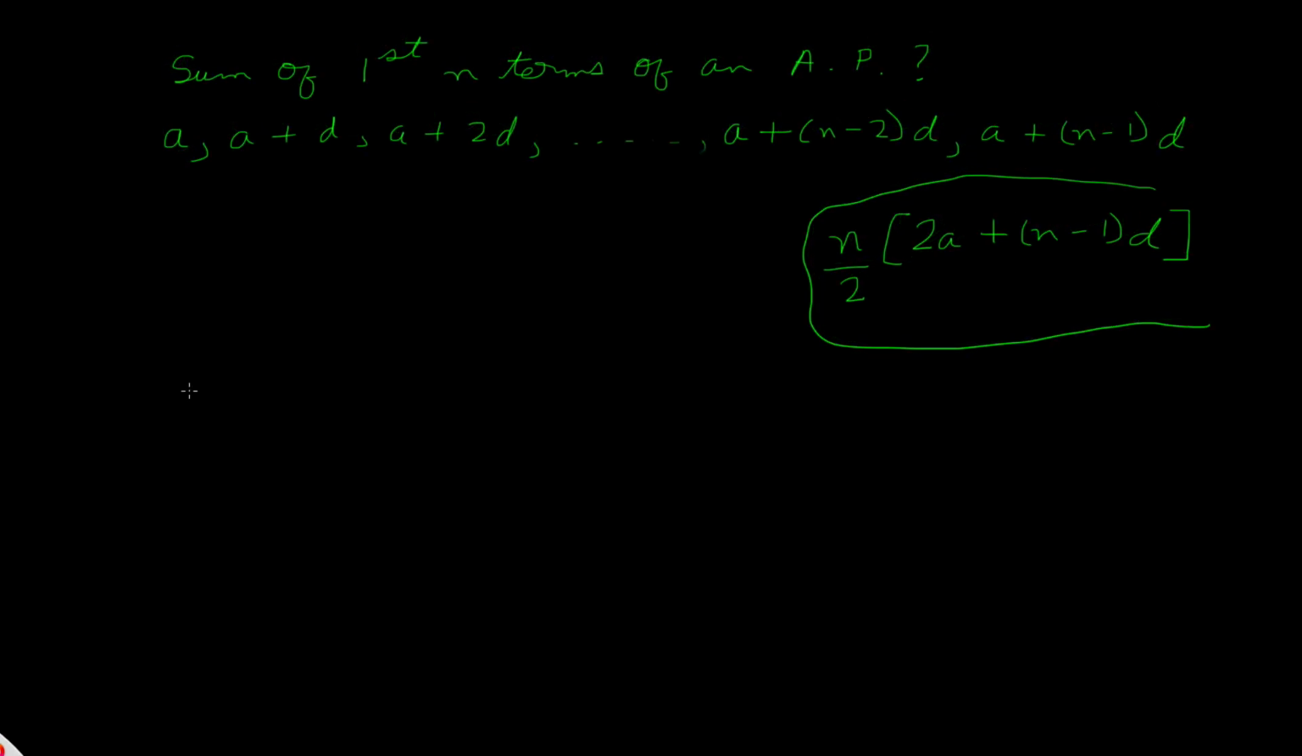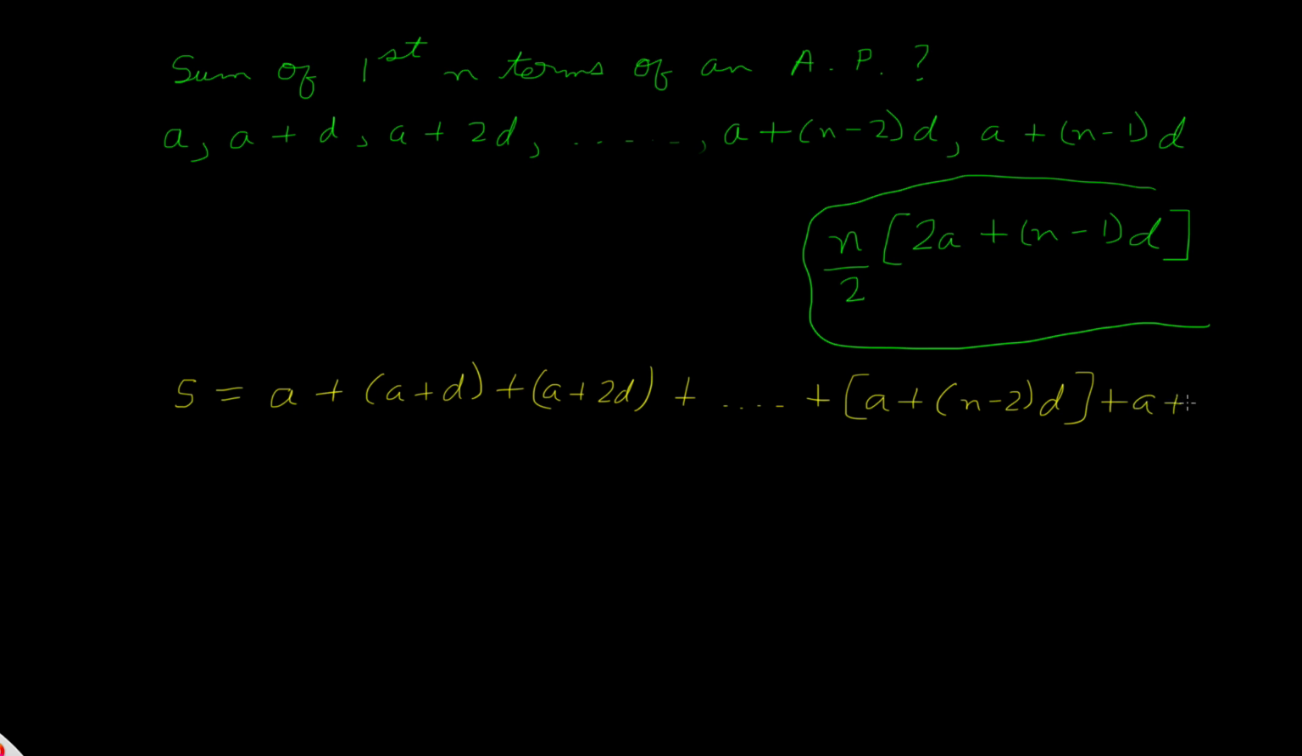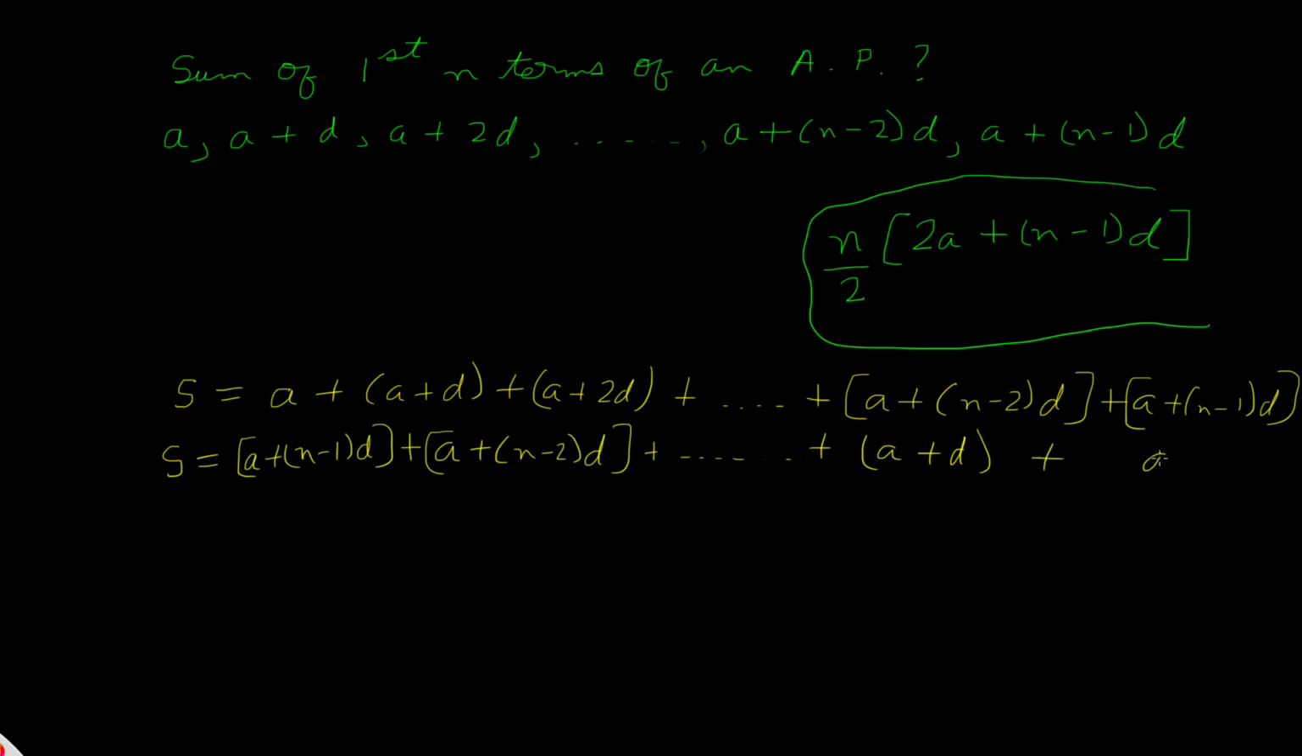So let us write this more formally. Our first equation would be S as A plus second term as A plus D, the third term as A plus 2D, and so on up to the second last term as A plus n minus 2 times D, and the last term as A plus n minus 1 times D. And if we now just write it in the reverse order, so we write the nth term here, that is A plus n minus 1 times D, and here we write the second last term, that is A plus n minus 2 times D, and you can so on write the other terms, and here we will reach A plus D, and here we will have A.